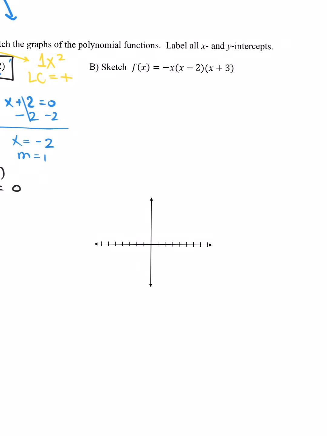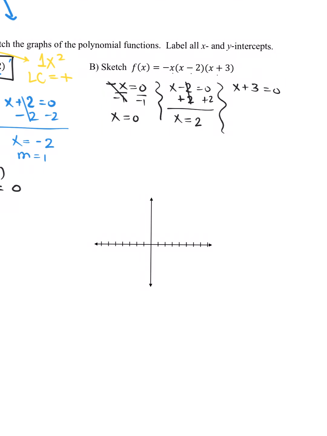So I want to find my x-intercepts first. I'm going to take each of these factors and set them equal to 0. So I have negative x equals 0, x minus 2 equals 0, and x plus 3 equals 0. Divide by negative 1, x is equal to 0. Add 2, x is equal to 2. Subtract 3, x is equal to negative 3.